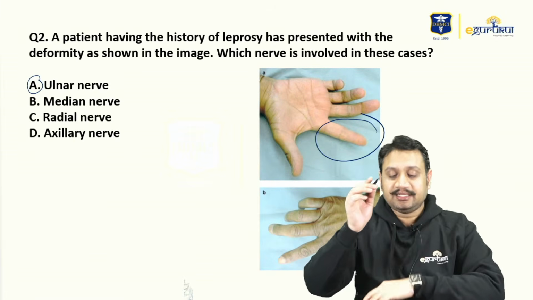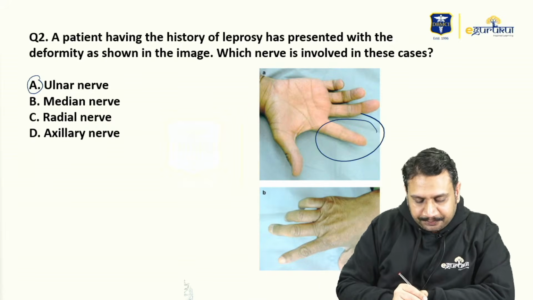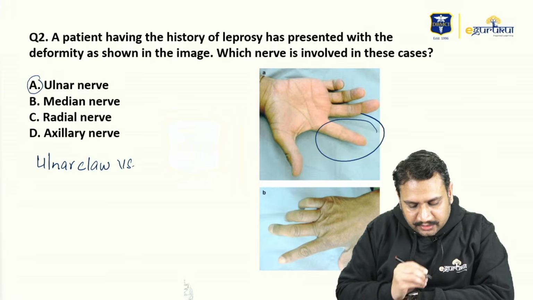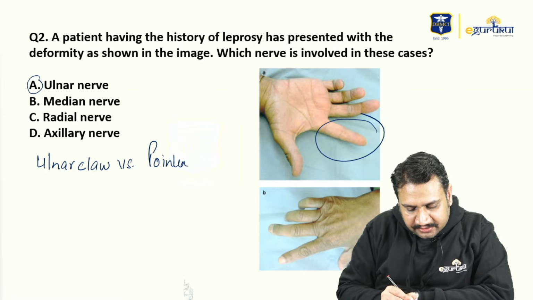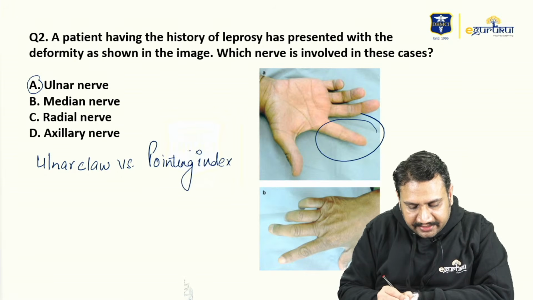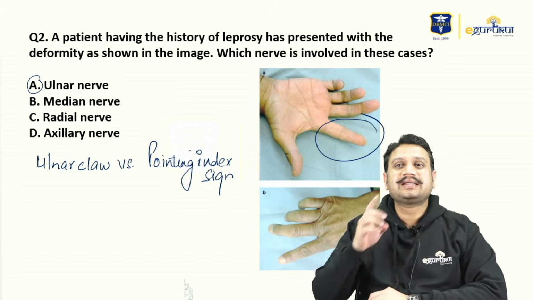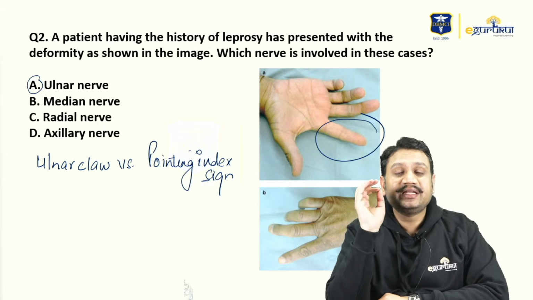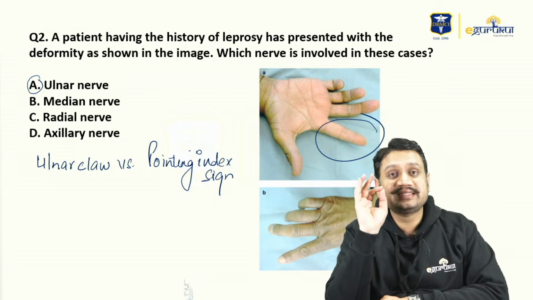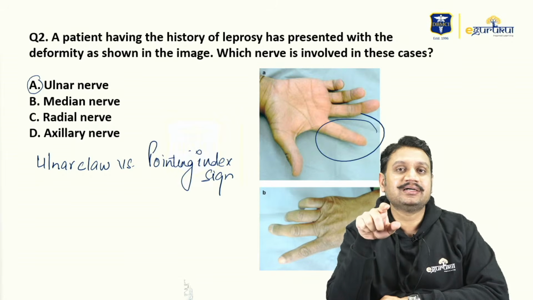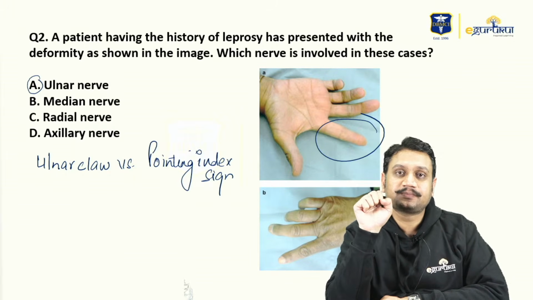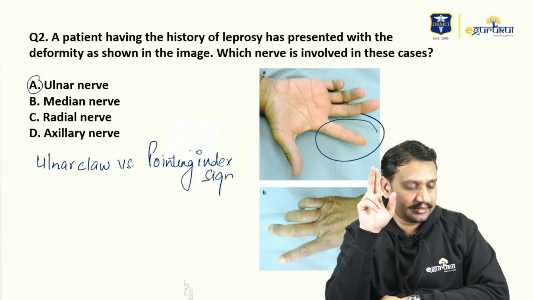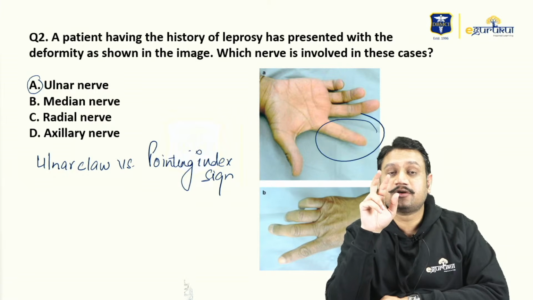So please understand the basic difference between an ulnar claw and a pointing index sign. Pointing index sign is seen in median nerve injury, everybody knows that. But the pointing index sign is only seen when you, as an examiner, ask the patient to flex all the fingers. When the patient tries to do so, the fingers supplied by the median nerve remain extended. That is your pointing index finger.